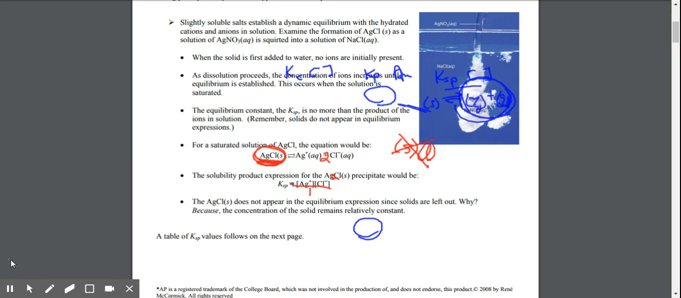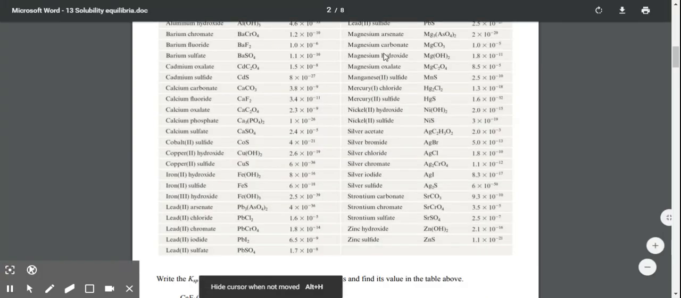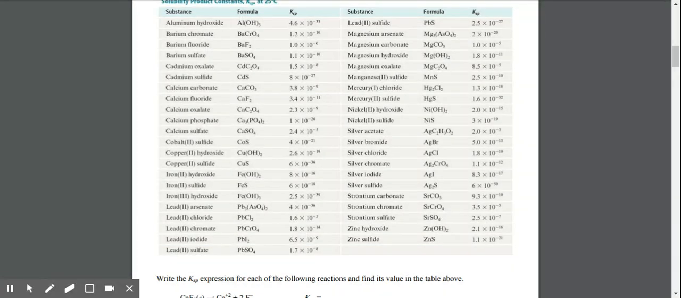All right, so let me pause it. I'm going to scoot to the next page, and we're going to talk a little bit more about Ksp. So what you see here is Ksp values for a whole bunch of different stuff, okay? So we have things that are fluorides, carbonates, sulfates. These are all solids, and we have different Ksp values for that. So we can relate this to how soluble a solid is. And remember what solubility means. Solubility means that that solid is breaking up into its ions whenever you put it in water.